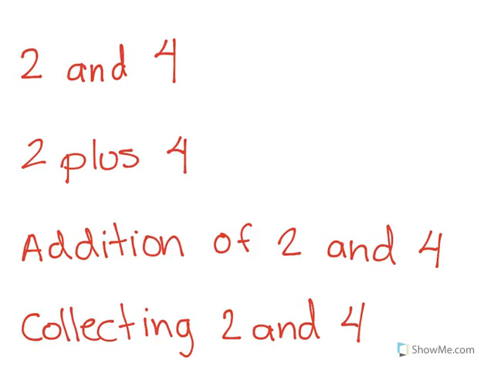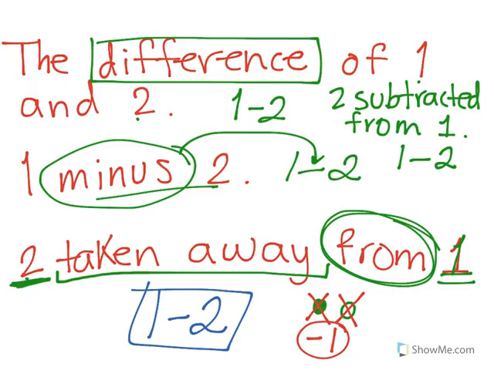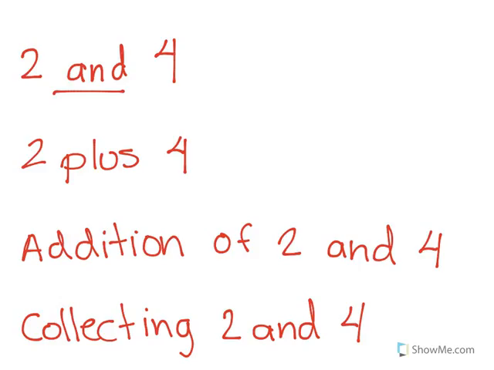Now let's look at addition. Addition can be represented with and, but just the word and. As you can see here, we had the difference of 1 and 2. But since we had difference at the beginning, we didn't even care that there was an and there. So if we only have and nothing at the beginning, this means addition. So 2 and 4 means 2 plus 4.